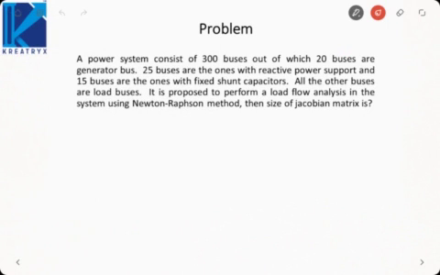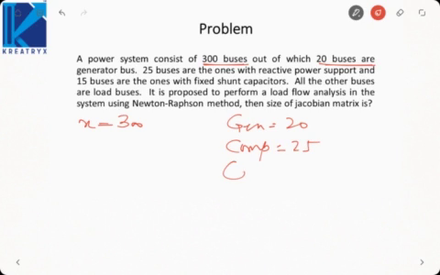So let us see a problem based on size of Jacobian, which is most commonly asked in GATE. We have been given 300 buses. So n is 300, out of which 20 are generators. 25 are with reactive power support, so compensators are 25. Capacitors are 15. Others are load buses. So how many are load buses? 300 minus 60, that is 240.